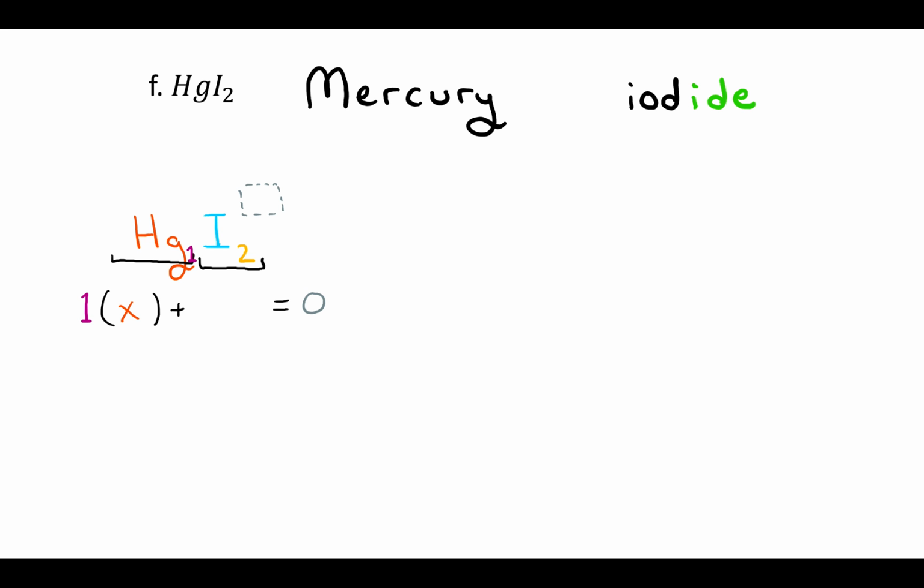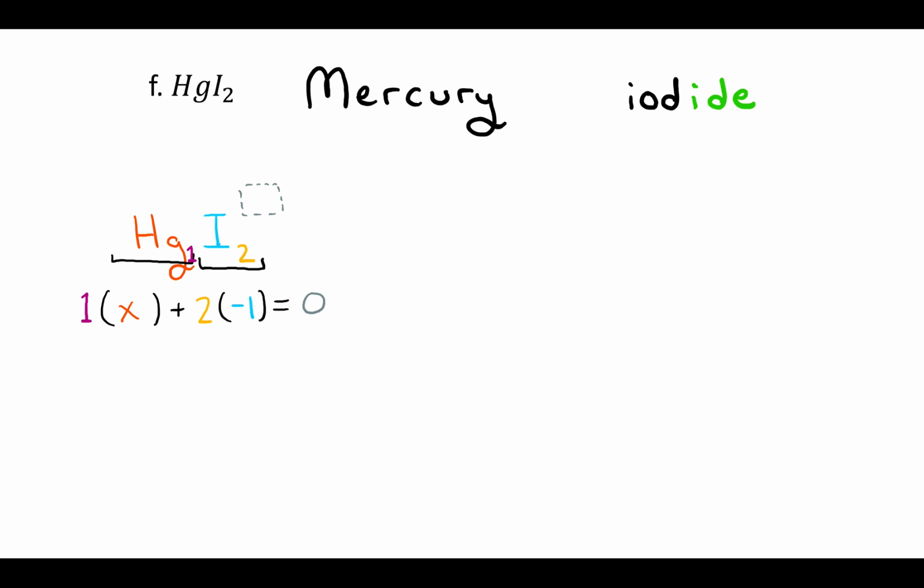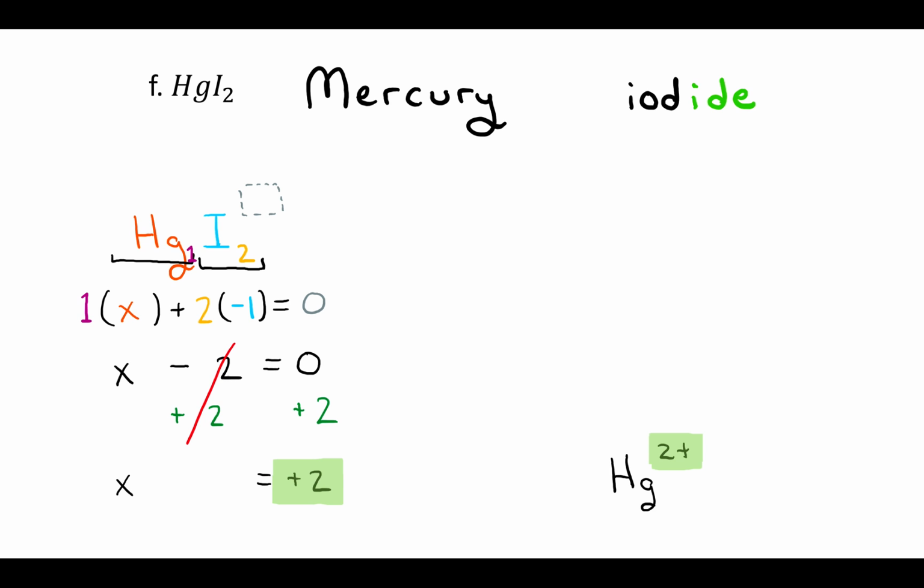I don't know the charge on mercury, so I'm going to write X in. I have two iodines. Because iodine is in column 7A, it's going to have a -1 charge. So I'm going to write in -1 there. So I have X minus 2 equals 0. Add 2 to both sides, it cancels on the left. X equals +2. That +2 is the charge on mercury in this compound.